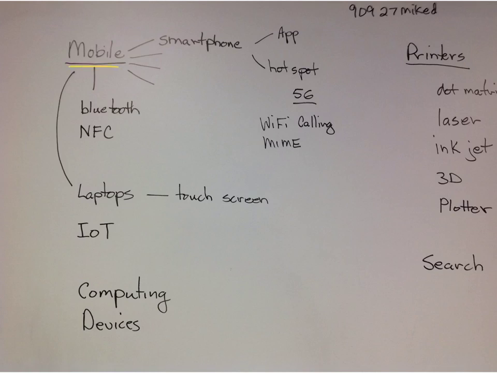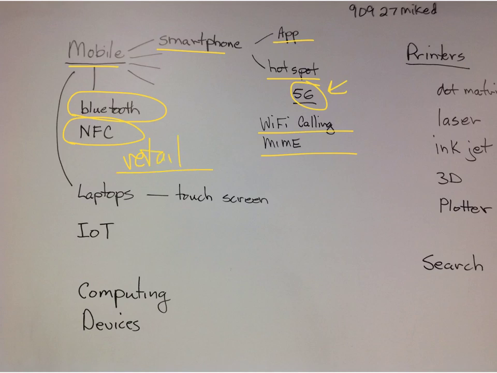We talked about mobile devices, smartphones, apps on smartphones, and using them as a hotspot. We talked a little bit about the coming speeds of 5G, Wi-Fi calling, and a MIME. Connecting to devices: Bluetooth, near field communications, a lot of that for retail. We talked about a lot of different options for connecting earbuds and so forth, a lot of different things with Bluetooth.